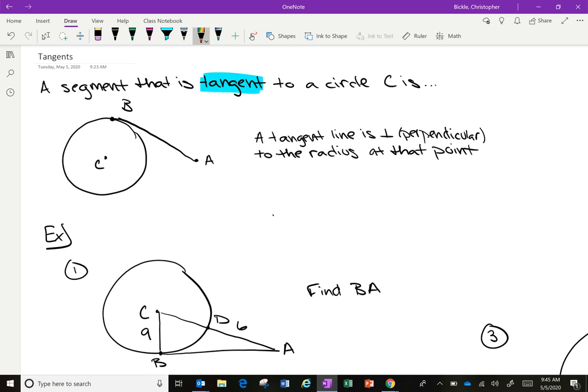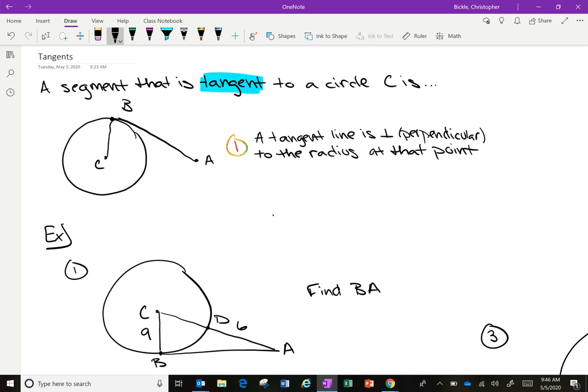The first one, or tangent lines, I'm sorry. First really important thing that you guys have to remember is a tangent line is perpendicular to the radius at the point of intersection of the two. So this tangent line, this line AB right here is tangent to the circle. If I was to draw the radius right here from B to C, this line segment AB is perpendicular to the radius BC.